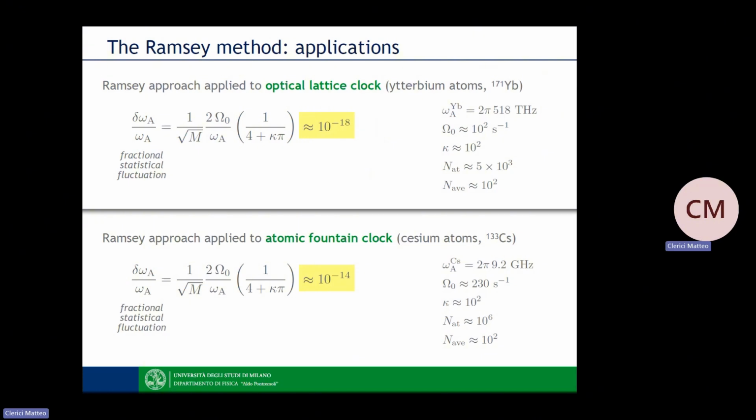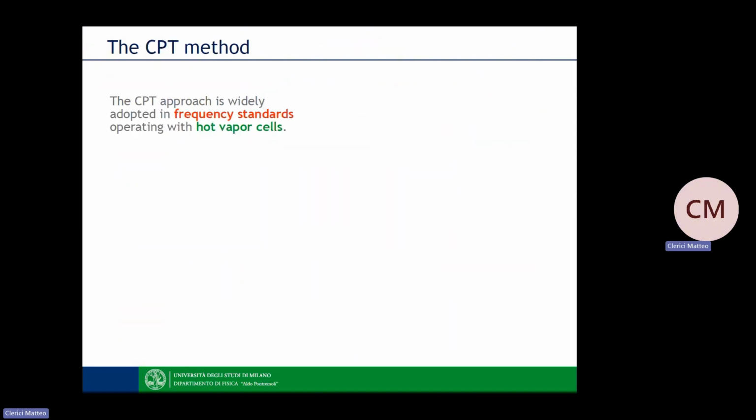And you can see, of course, that the fractional statistical fluctuation in the case of the optical clock is an order of magnitude lower with respect to the fractional statistical fluctuation of the cesium clock. For example, here they use ytterbium, in the other I use strontium, but they are essentially the same. As I told you, in both cases, they are almost 1 or 2 orders of magnitude lower with respect to what you estimate in the actual experiments. But this is expected. This is the lower bound for these experimental devices.